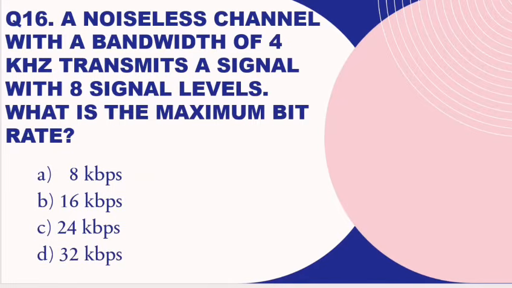Moving on to question number 16. A noiseless channel with a bandwidth of 4 kHz transmits a signal with 8 signal levels. What is the maximum bit rate? Option A 8 kbps, option B 16 kbps, option C 24 kbps, option D 32 kbps.